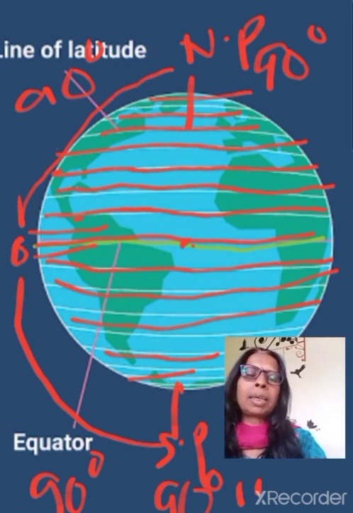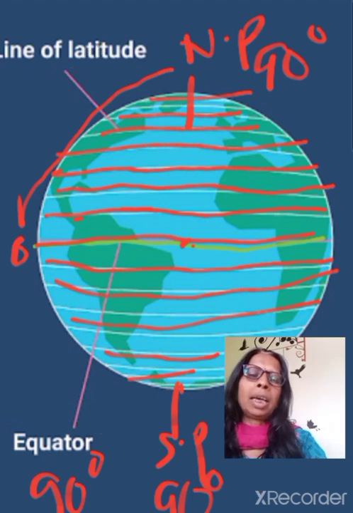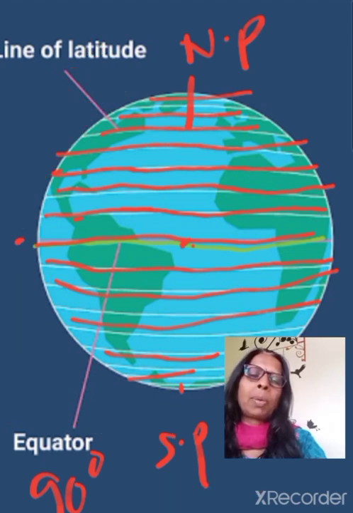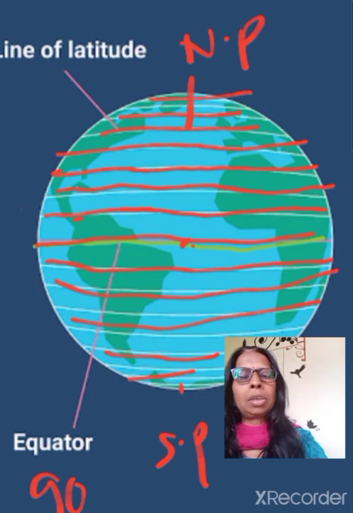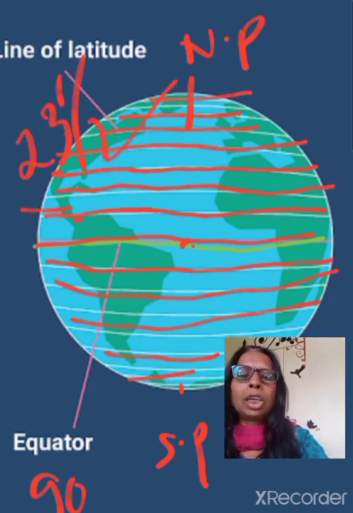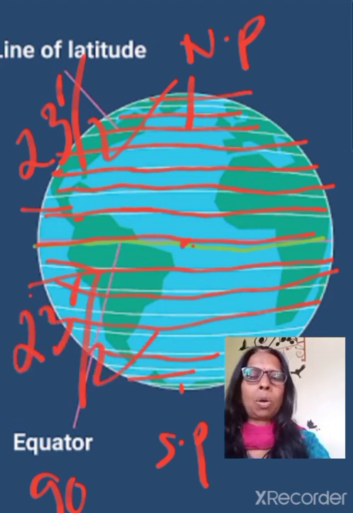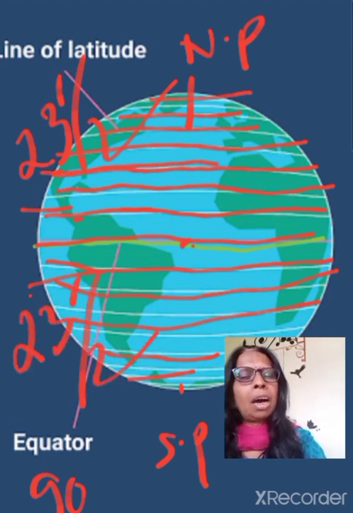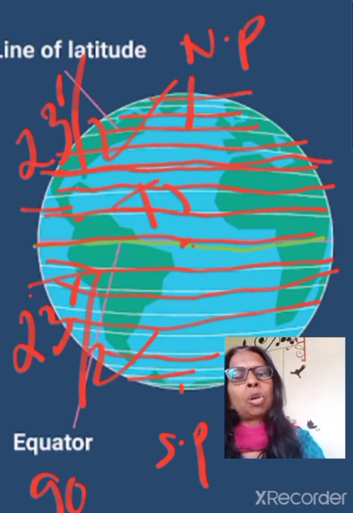Then the next concept which you have to understand is 23.5 degrees north and 23.5 degrees south. So what is that line called? At 23.5 degrees north, you have the Tropic of Cancer.